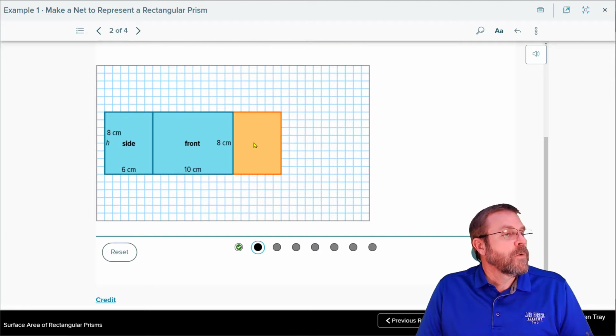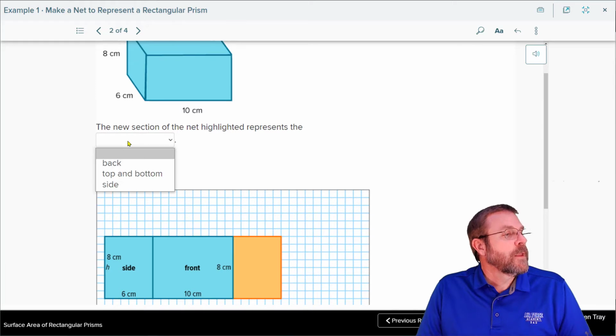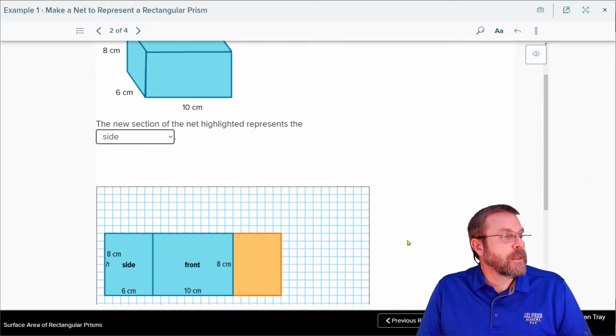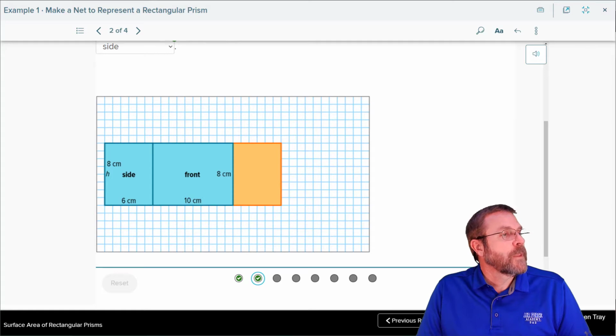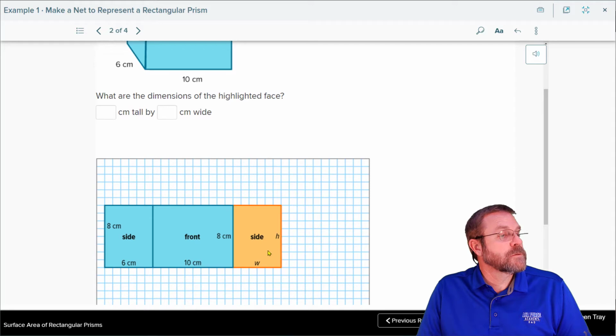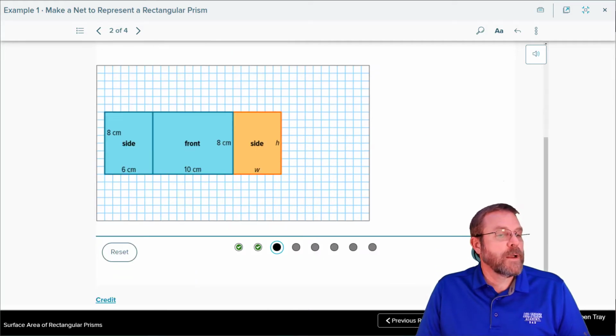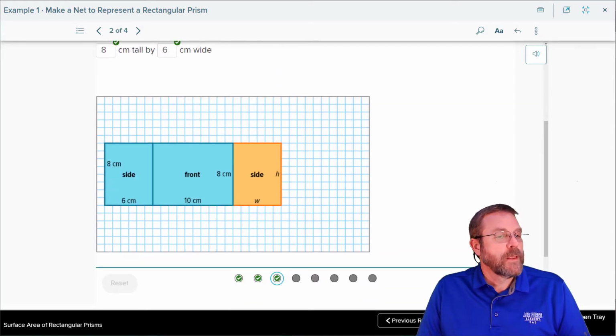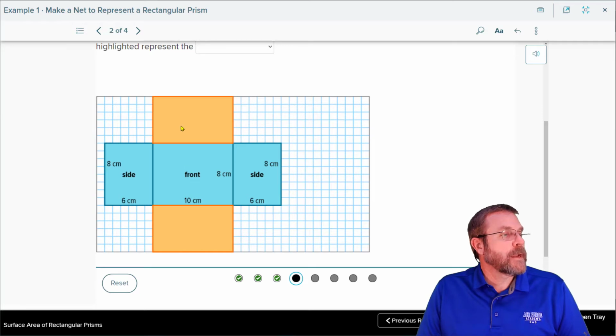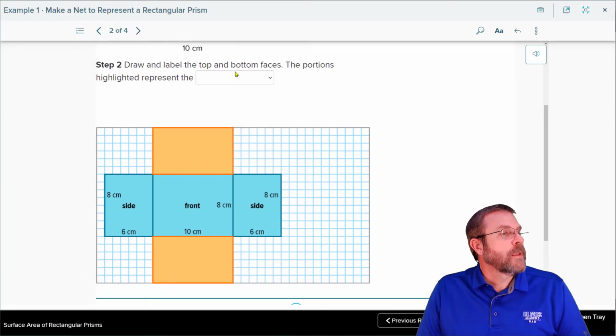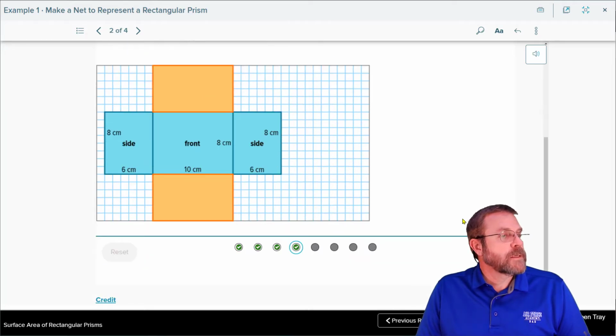Next, from there, we have another side, which is going to be the same size as this one right here. So it's going to be a side length. That's going to check. Next thing we're going to do, we have the front. What are the dimensions of the highlighted face? Well, the side is going to be the same as this. So it's going to be 8 tall and 6 wide, and that checks. Next, we're going to add the top and the bottom right here. And from the top and the bottom, check that. And it's going to check, of course.